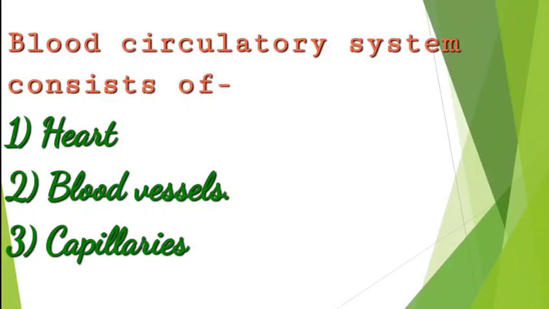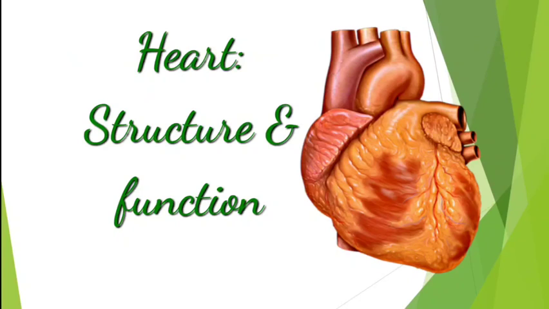So students, the blood circulatory system consists of heart, blood vessels, and capillaries, right? So these three parts are involved in the blood circulatory system. First we will study the first organ involved, that is the heart. We will study the structure and the function of the heart. You can see the picture of the heart. Today we are going to study this heart, its structure and its function.